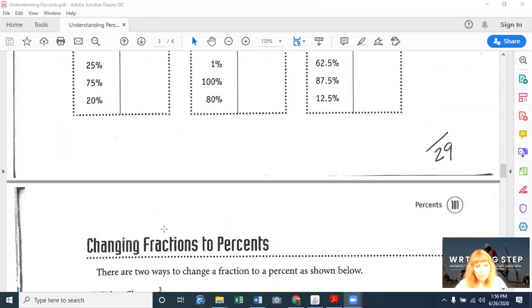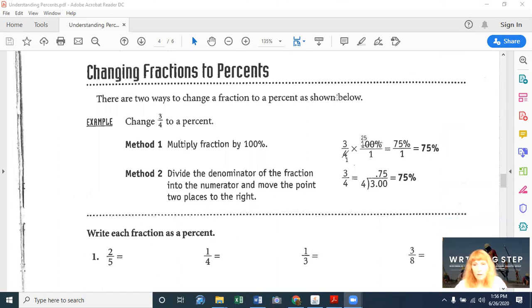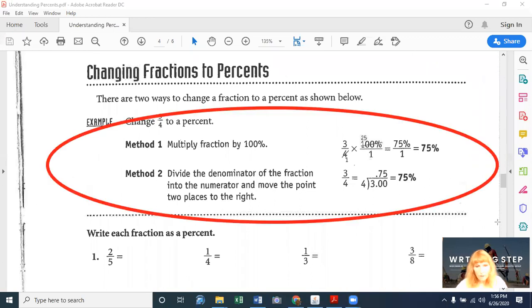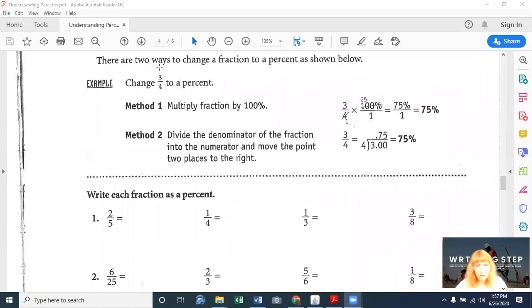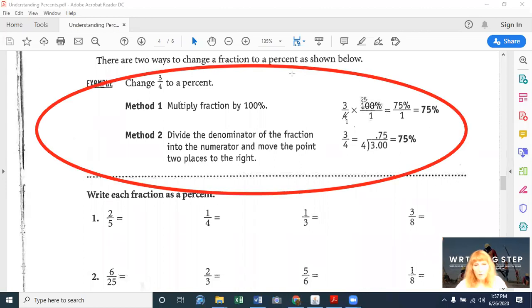Move down one to changing fractions to percents. Okay, so this time we're going to be changing fractions to percents. So let's take a look. There's a couple of methods you can use. We'll take a look at the two methods right in this area here. So the first method, if you have a fraction, actually I think I want to move this up a little bit, so I'm going to scroll up just a tad. Circle that.